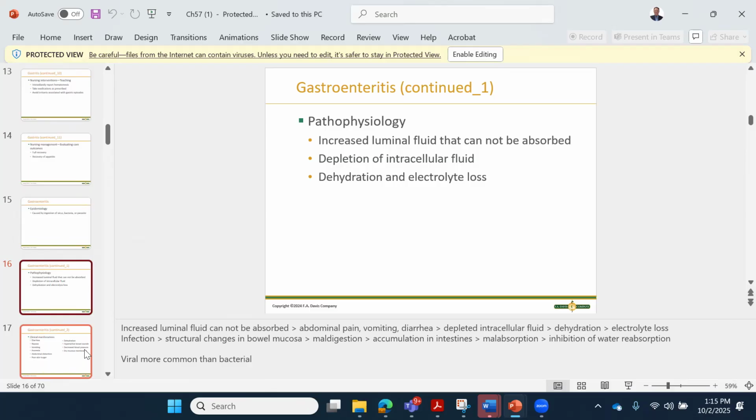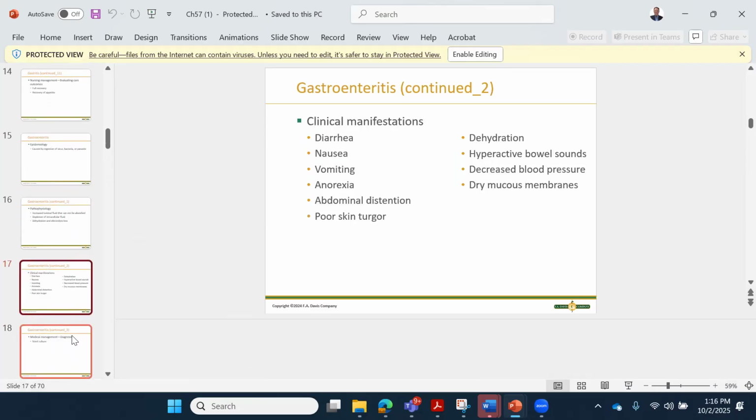And the dehydration and electrolyte loss also needs to be treated because these electrolyte losses can be problematic, especially as we've discussed in the past, electrolytes such as potassium. But even other types of electrolytes such as magnesium and calcium can often be problematic whenever you're talking about intracellular electrolytes.